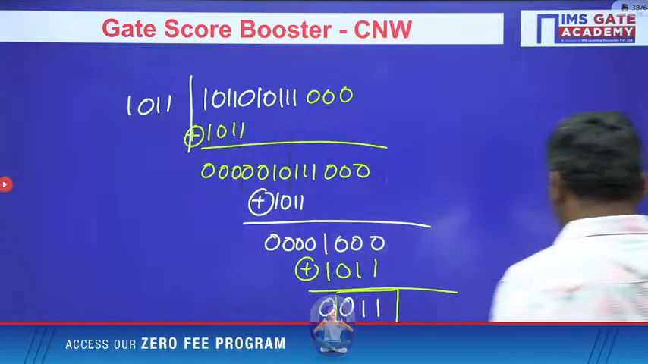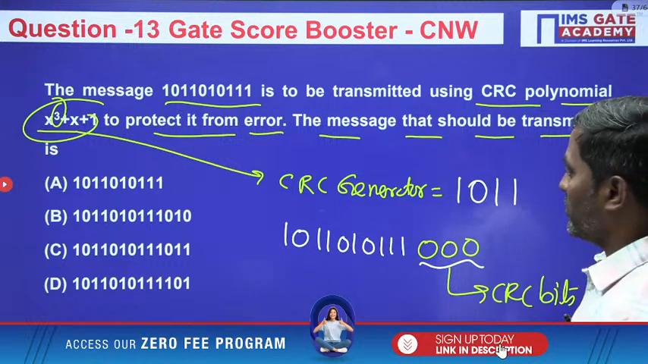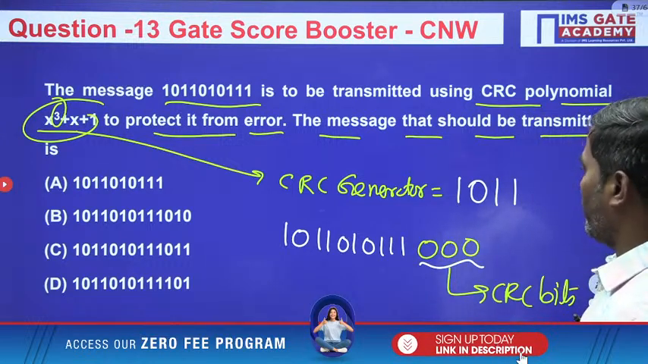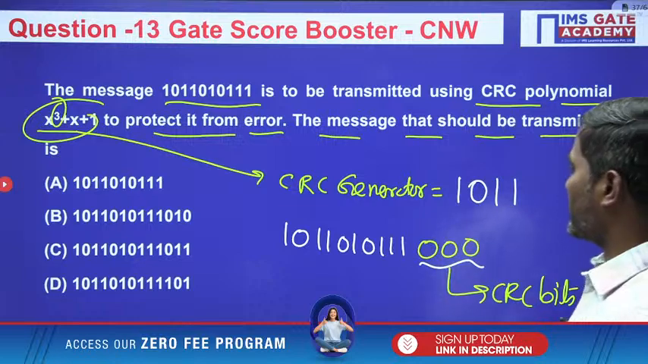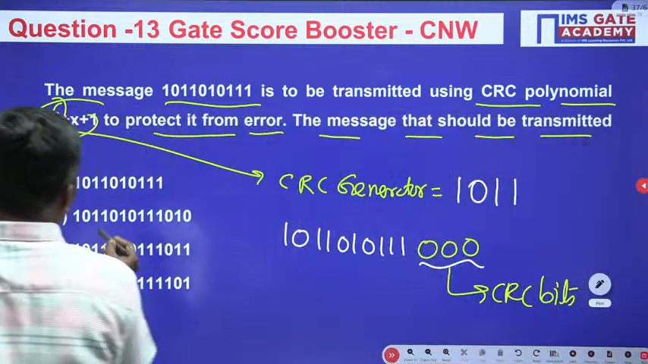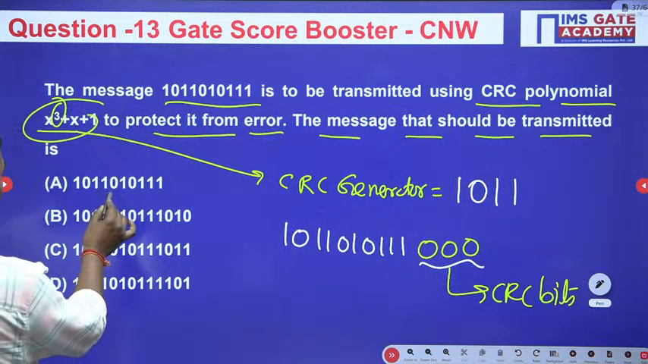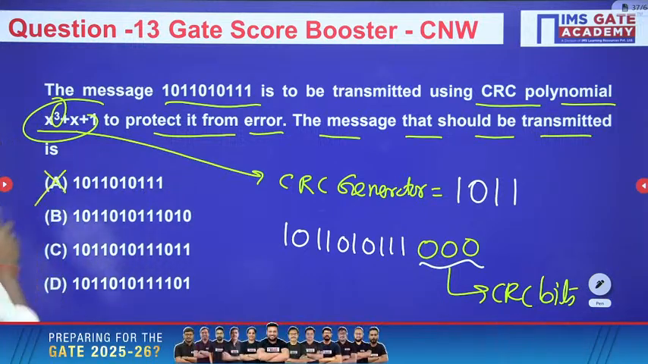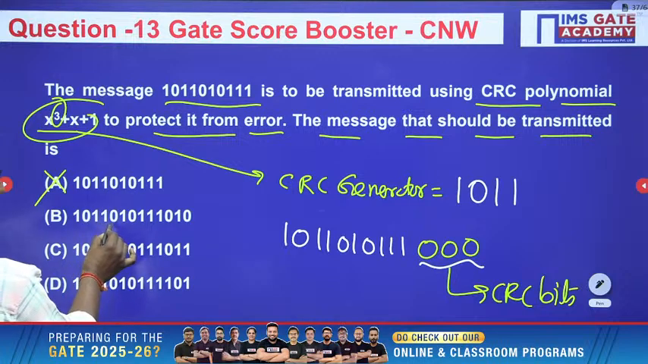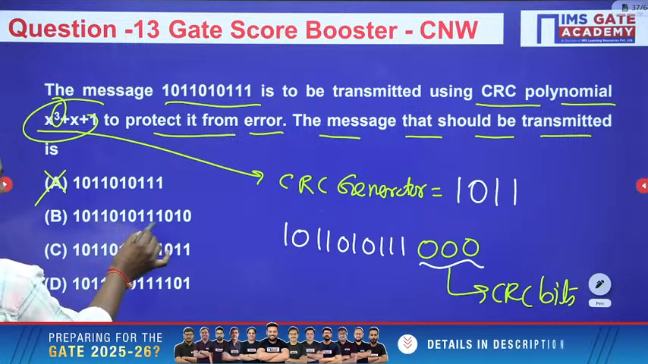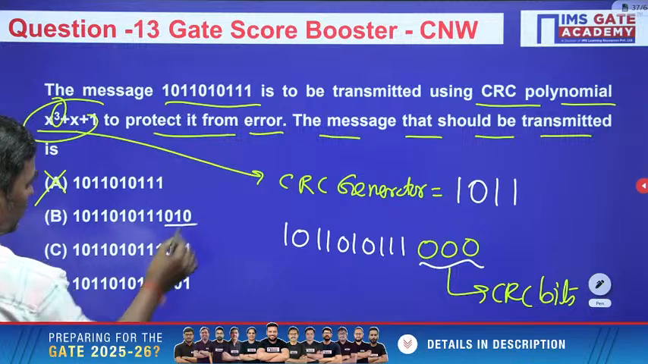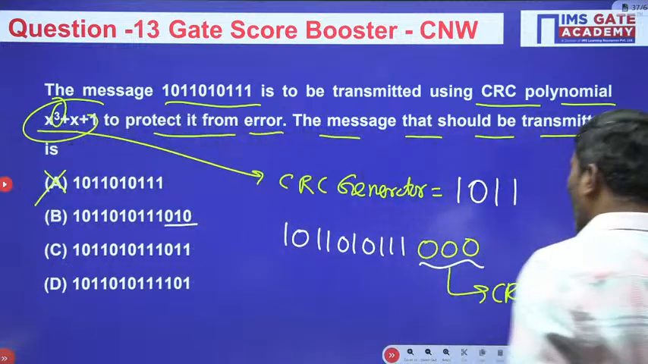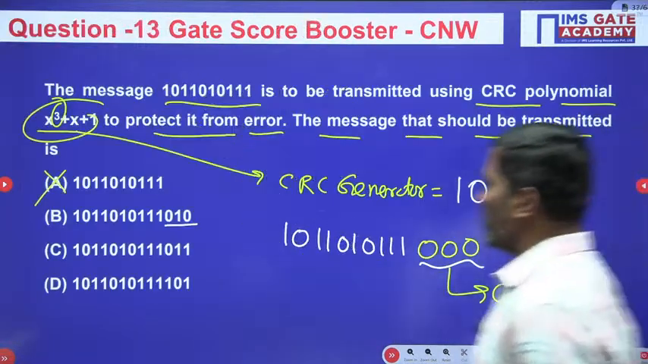0, 1, 1. Okay. 0, 1, 1. What is the message? 111, right? 110, 111. This is not there. Option eliminated. 1011, 01, 0111 followed by this 010 added. So 010 nothing but 011 we got.